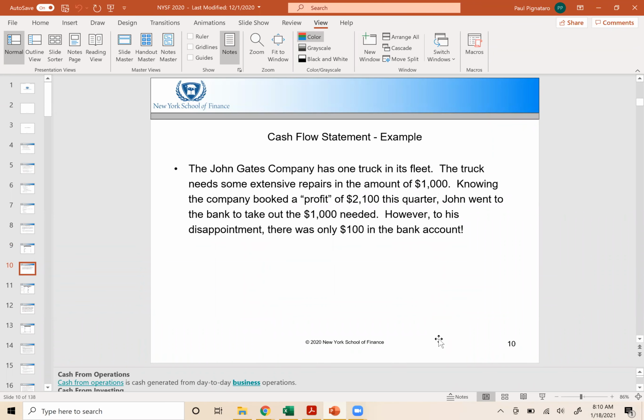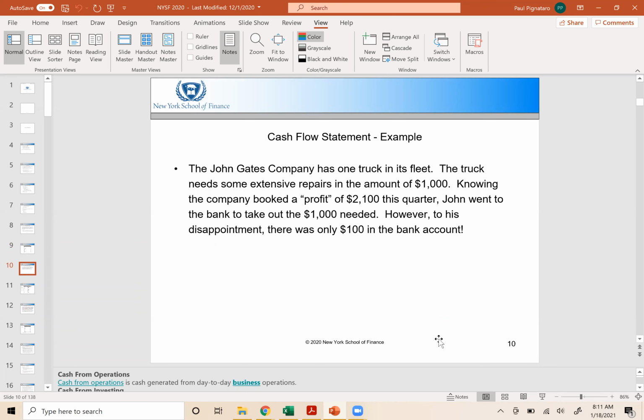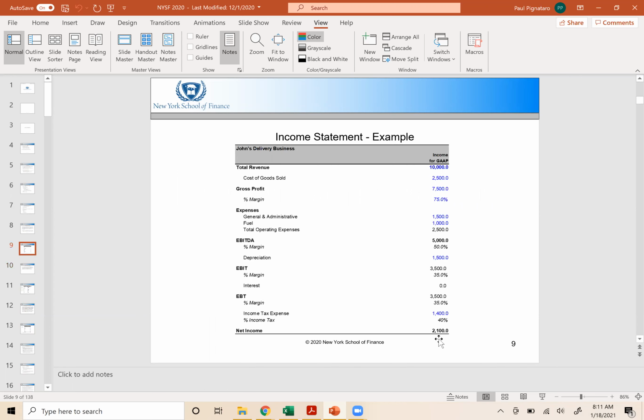Now, cash flow. So let's say a company went to its bank account. It's got one truck in its fleet. He's produced $2,100 in net income. Let's say, just to illustrate the example, a truck breaks down, engine repairs, and he needs to make $1,000 in repairs. And he says, okay, I'll go to my bank account. I got $2,100. Well, illustrating the concept of cash flow, he doesn't have $2,100 in his bank account. He only has $100 in his bank account. Why? Well, again, obvious for a lot of people, but there is a difference between income and cash.